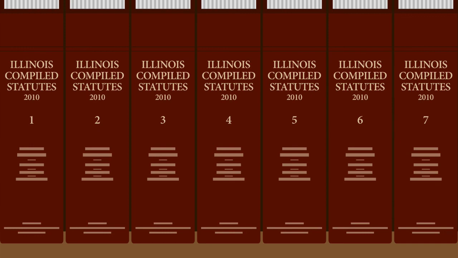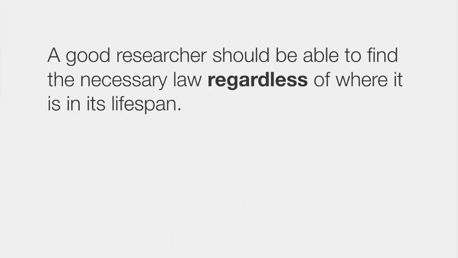Understanding the process of statutory publication is important in legal research because a good researcher should be able to find the necessary law, regardless of whether it's a very recently enacted law, a law enacted semi-recently but not yet codified, or a law that has been incorporated into the formal published statutory code. Being able to follow the progression of statutory publication will also allow you to ensure you're citing to the most appropriate version of the law.